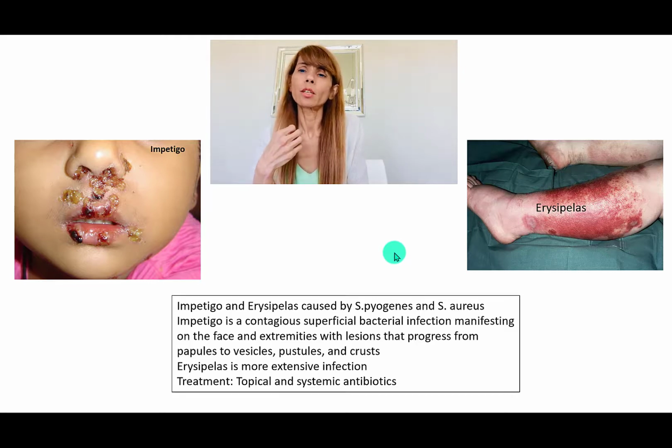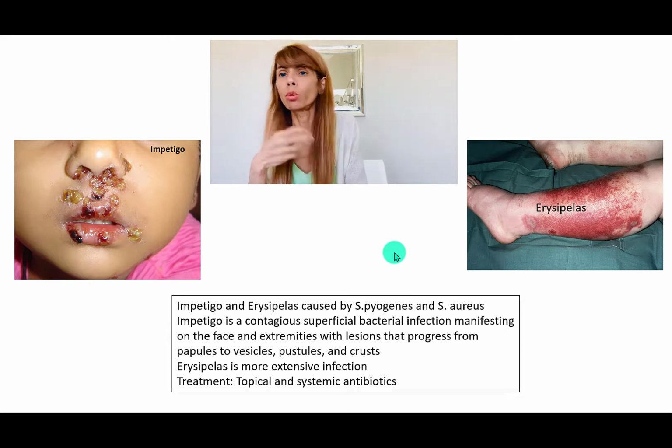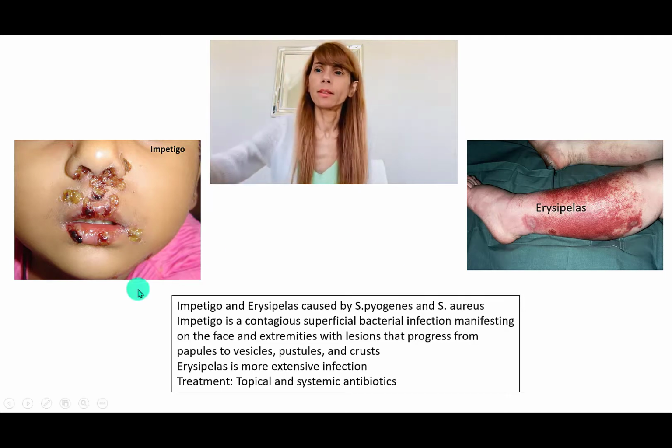And then erysipelas is going to be just widespread inflammation of the skin, resulting in cellulitis, and that is going to be more dramatic and more severe, and we need to treat both these conditions with antibiotics.